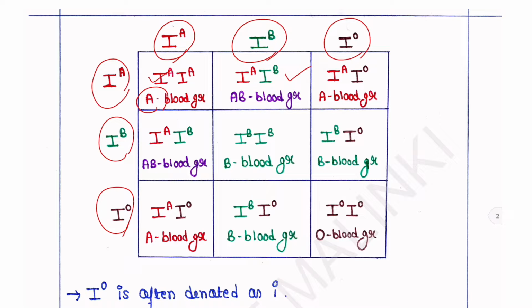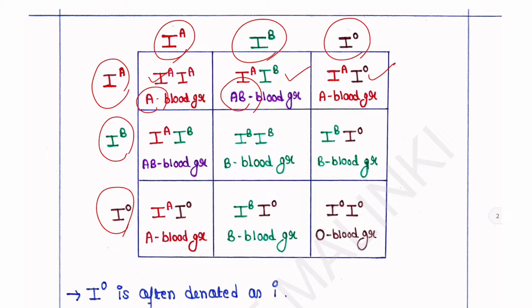In this case, they have IA and IB alleles. And we know that IA and IB alleles are codominant over each other. That's why both A and B molecules will be produced on the RBC surface, and they will give rise to AB blood group.